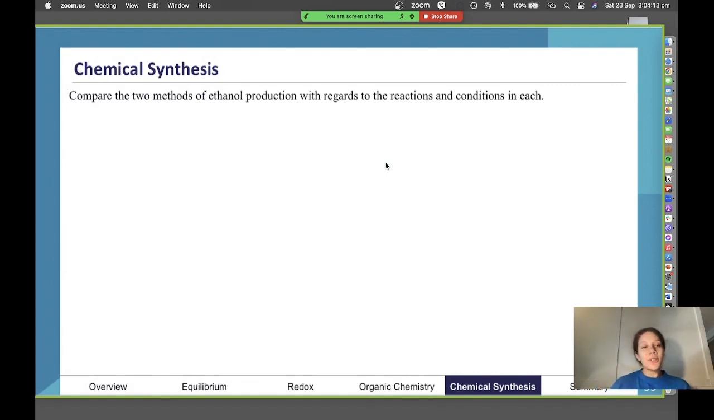All right, so the next question we have is to compare the two methods of ethanol production with regards to the reactions and conditions in each. So the first thing you have to do is remember what the two ways of producing ethanol are, and then we need to compare them. Like I mentioned right at the start of today, another good thing to get in the habit of doing with your short answer questions is breaking down the cognitive verb there.